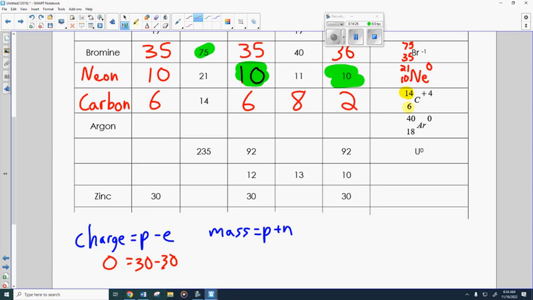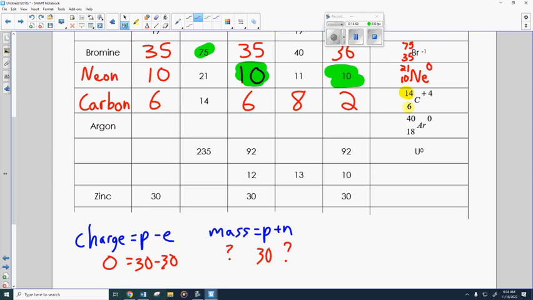Now, looking at this, I don't know the mass, and I also don't know the number of neutrons. I know my protons are equal to 30, but I'm like, well, Mr. Pilcher, I can't do that problem. I have 2 missing variables. That is where we use the periodic table as our last-ditch effort.